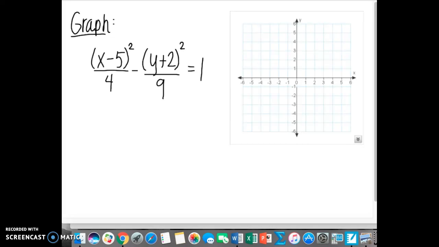This is JSteele's Algebra 2. It's a continuation on the Chapter 10 review. The next couple examples we're going to graph and then write equations.